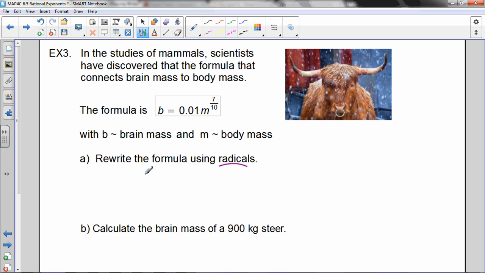Well, that means roots, right? So instead of a fractional exponent, I'm going to write this with a root. Well, okay. The 7/10 is just on the M. The bottom is the root. The top is the exponent. There. That's it. Done. B.